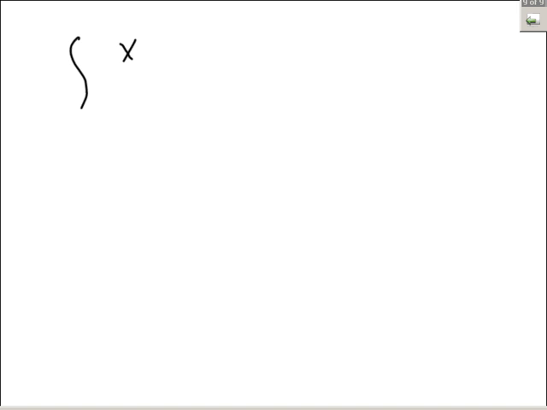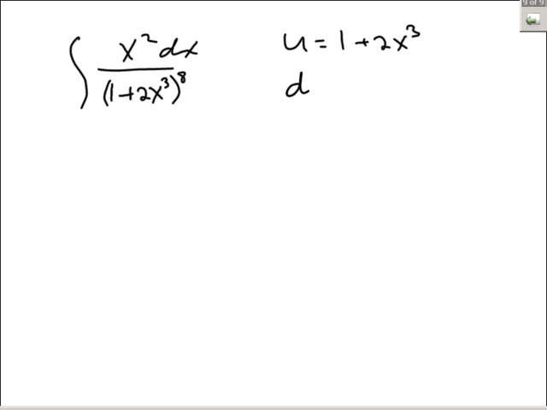You have x squared over 1 plus 2x cubed to the 8th power dx. So you let u equal 1 plus 2x cubed. Then du will be 6x squared times dx. Well, this is u to the 8 in the denominator. In anticipation, it is u to the negative 8 in the numerator.